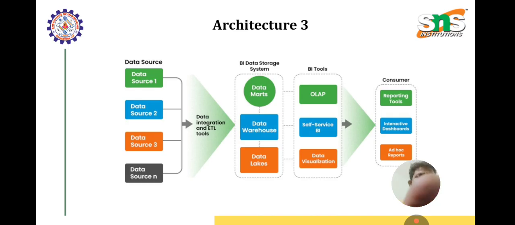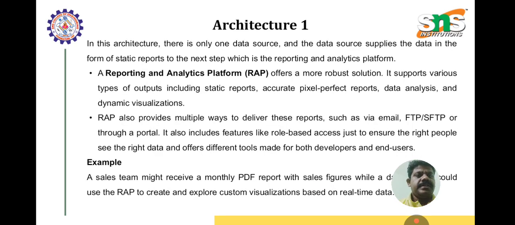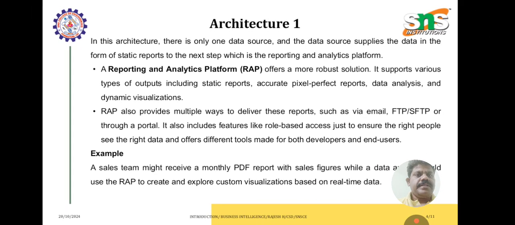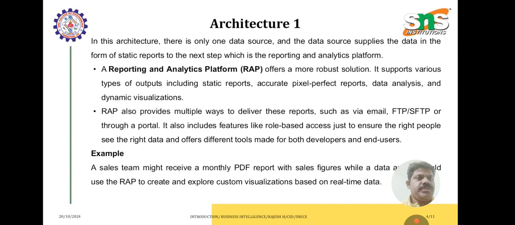So there are totally three architectures. In the first category of architecture, there is only one data source. That data source supplies the data in the form of static reports to the next step, which is the reporting and analytics platform. In this, RAP offers a more robust solution. It supports various types of outputs, including static reports, accurate pixel-perfect reports, data analysis reports, and dynamic visualization.